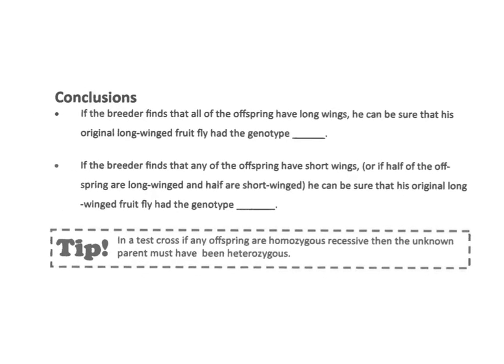So if the breeder finds that all the offspring have long wings, he can be sure that it's big A, big A. If he finds any have short wings, that must mean there's a small a present. So he can be sure his original long-winged fruit fly was big A, little a. And the bit at the bottom there is worth highlighting.